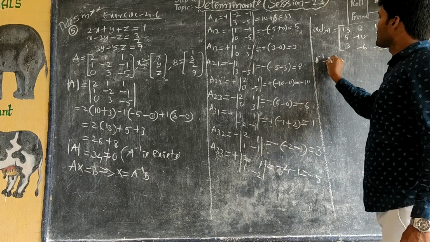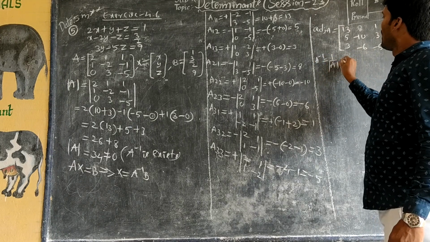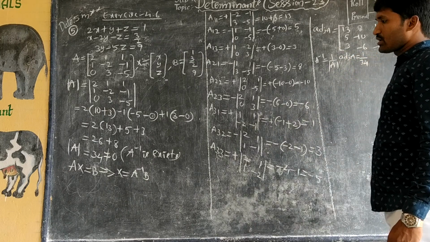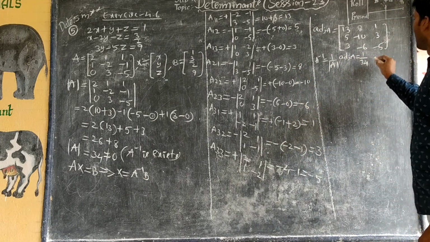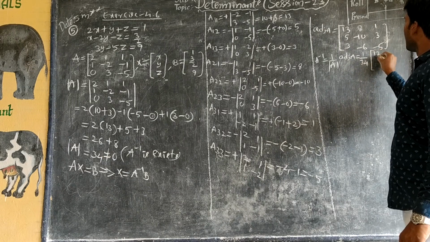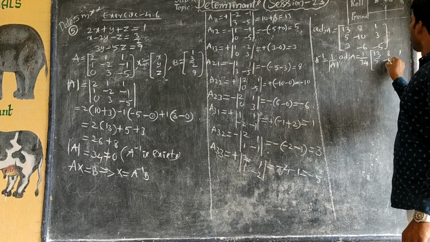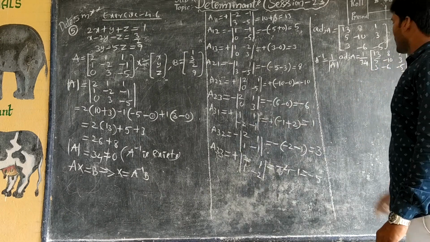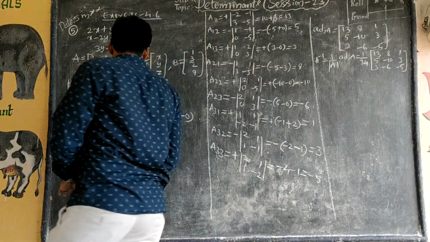Next, we need to write the A inverse matrix. How to find A inverse? 1 by det A into adjoint A. 1 by det A, how much did we get? 34. Into adjoint A: 13, 8, 1, 5 minus 10, 3, 3 minus 6, minus 5. Now we got A inverse.